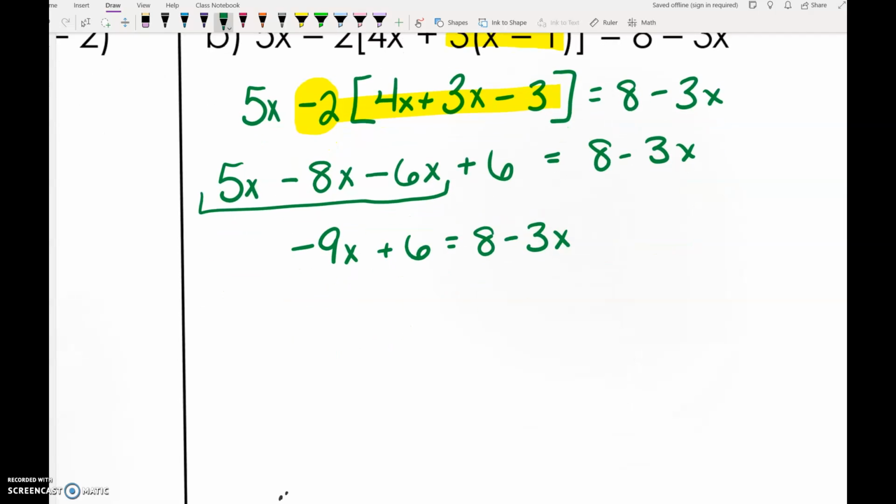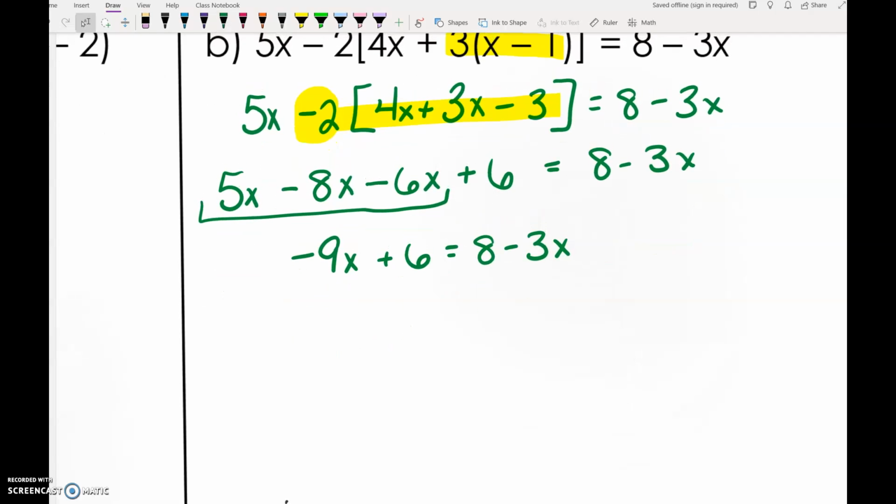And now this is an equation like we had yesterday. I would always recommend that you deal with your x's first. So we can either add 3x to both sides, or we can add 9x to both sides. Which would you prefer? I'm going to add 9x because that's going to create a positive x. But if you added 3x to both sides, that would not be wrong.